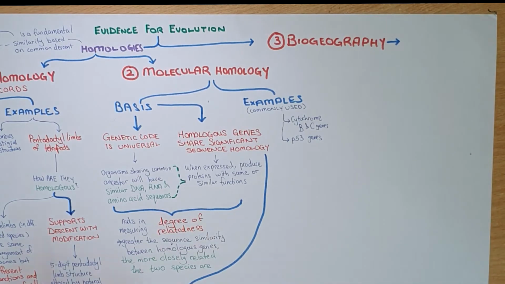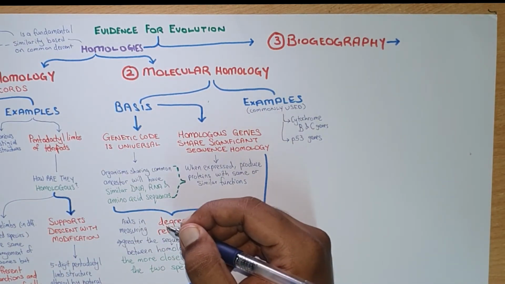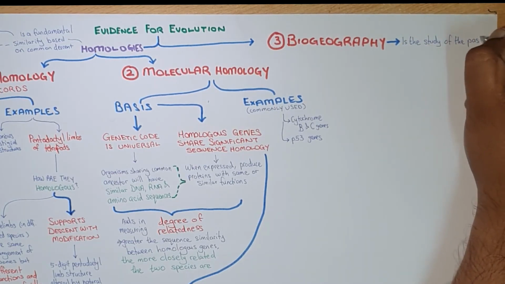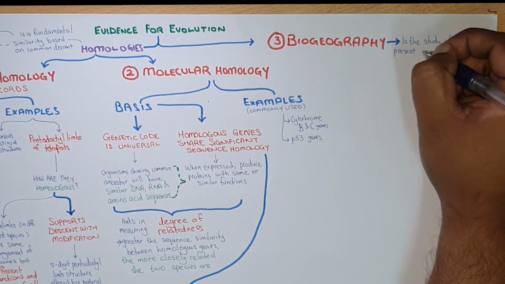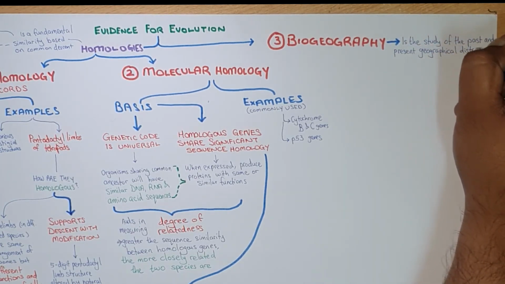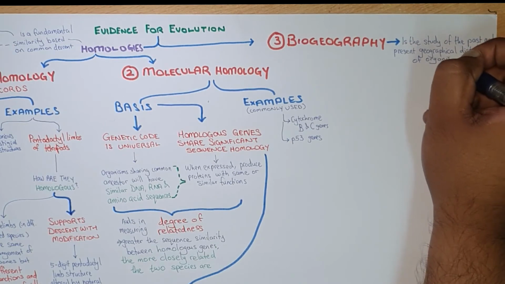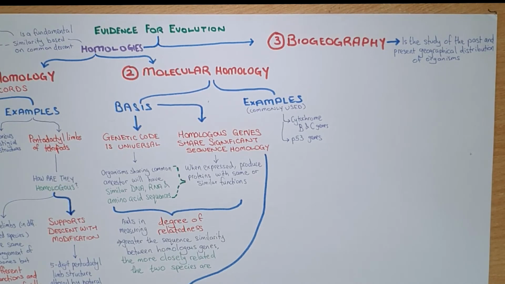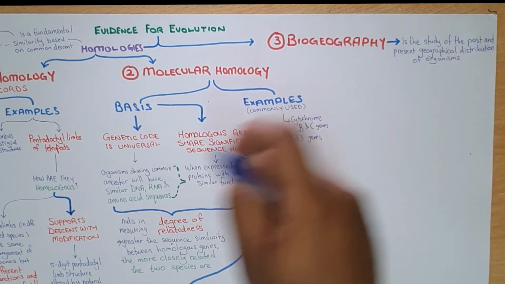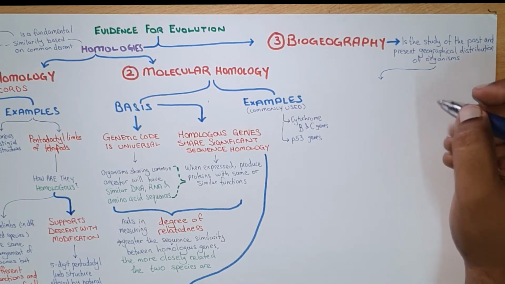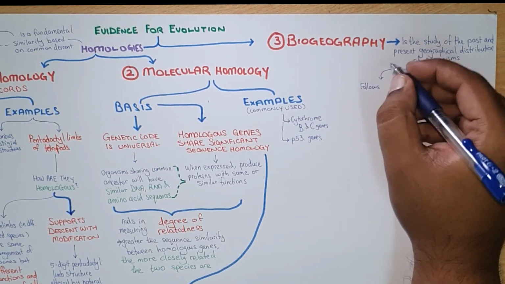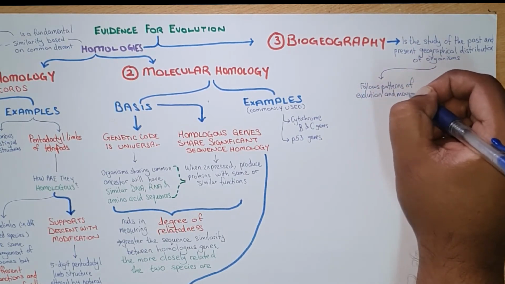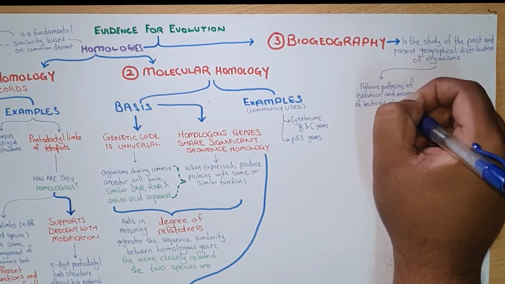So let's move on to biogeography. And yes, I know we've talked about bio mixing with chemistry, bio mixing with maths, now bio mixes with geography. Really it is the study of the past and present geographical distribution of organisms using their ranges and where they may be found. And why we can use this is because, through a lot of studies, we have found that it follows patterns of evolution and movement of tectonic plates over geological time.